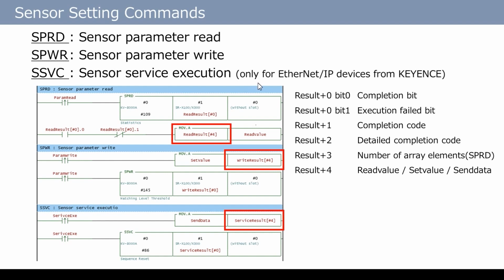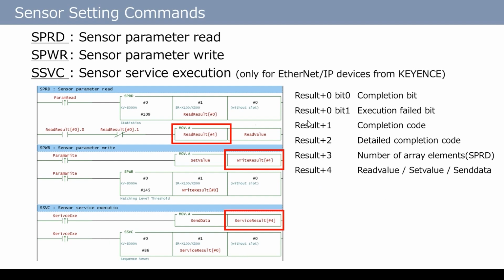The SSVC command to perform sensor operations can only be used with Keyence Ethernet IP devices. These three commands store the execution result to the fifth operand. The layout for each result has a completion bit and a completion code, and the first through fourth word is the data that is read and written, and the fifth will be the execution result.